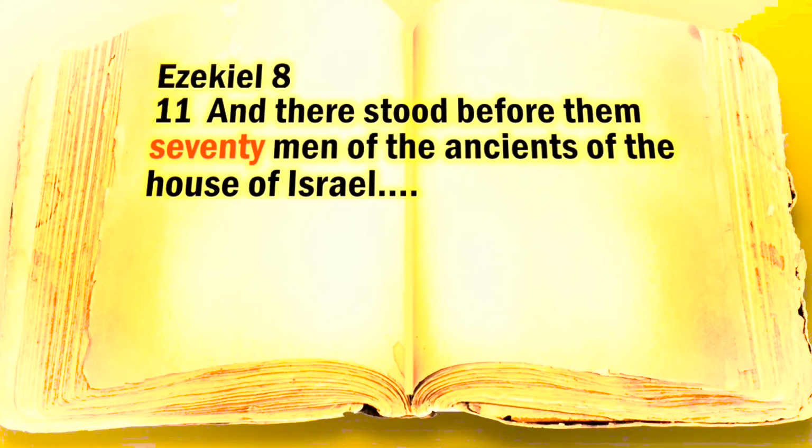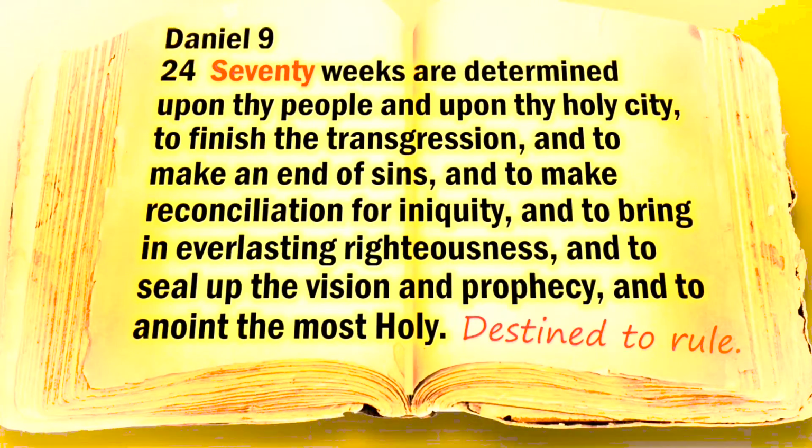"And there stood before them 70 men of the ancients of the house of Israel." And these 70 men of the ancients were also rulers in Israel. And then we read in Daniel 9, "70 weeks are determined upon thy people." Now we know that 70, again, has to do with this God's appointment to rule, destined to rule.